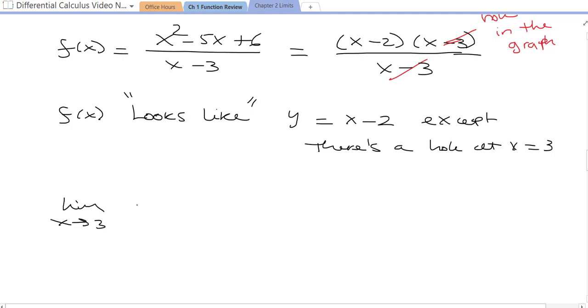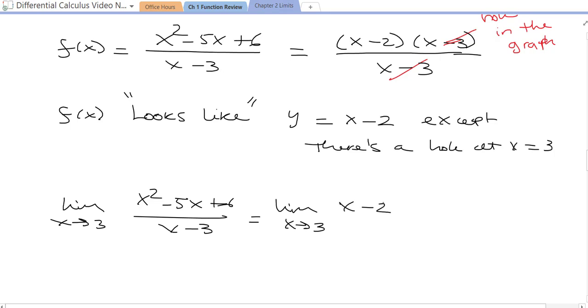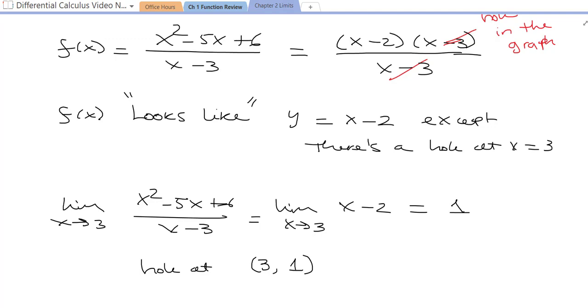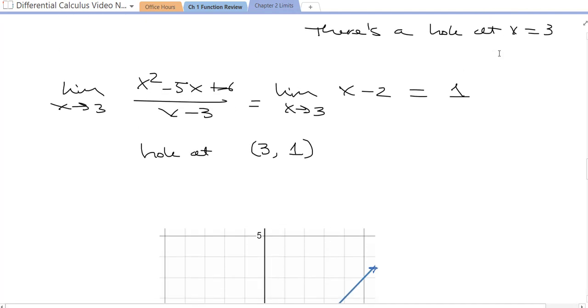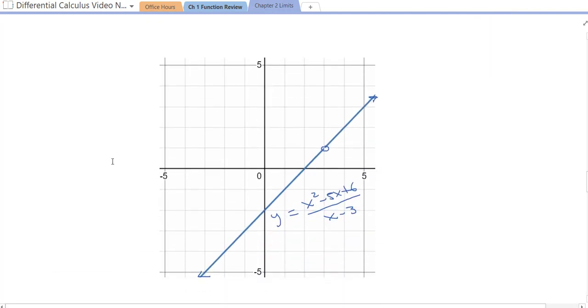Right? The limit as x goes to 3 of x squared minus 5x plus 6 over x minus 3. Doing our limit rules here, it will be the limit as x goes to 3 of just x minus 2, once we cancel that factor out, which when you plug in 3, you get 1. So this has a hole at the point x is 3, y is 1. So let's look at the graph. So this is what the graph looks like. And so this is the graph of this function, right?